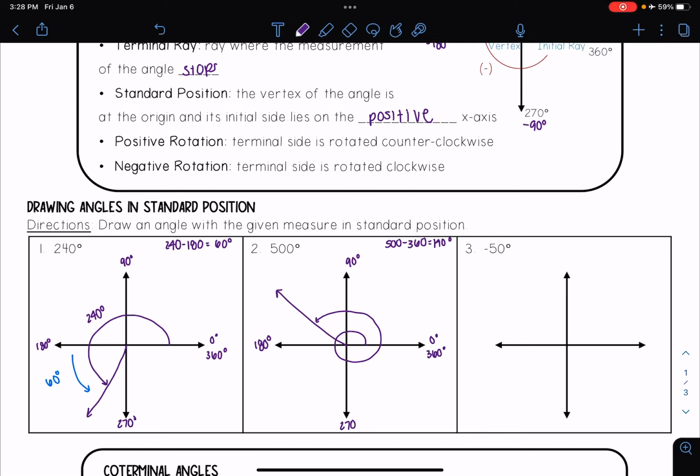Okay, and then this last one, I want to draw a negative 50-degree angle. And so now I'm going to be going in the clockwise direction. And so if I fill in what that is, that's 0. This is now negative 90, negative 180, and negative 270, and negative 360. And so negative 50 degrees is going to be somewhere between this 0 and negative 90. And so we can say it's somewhere about here.